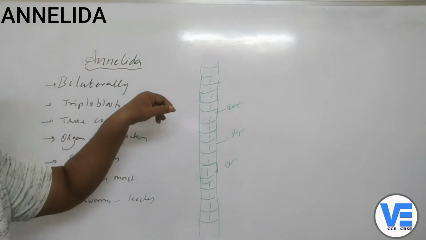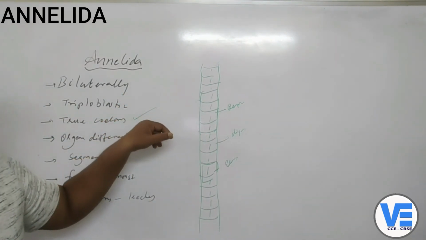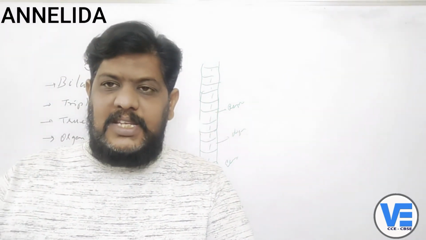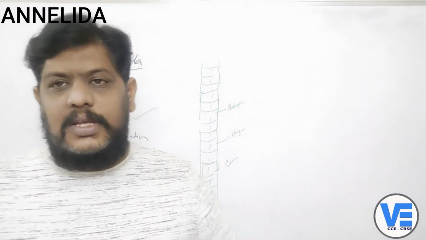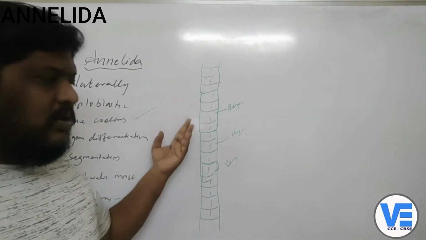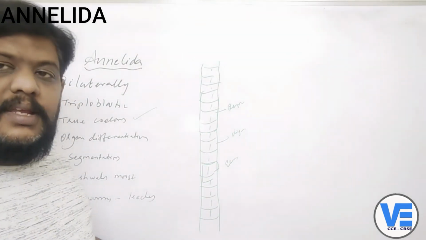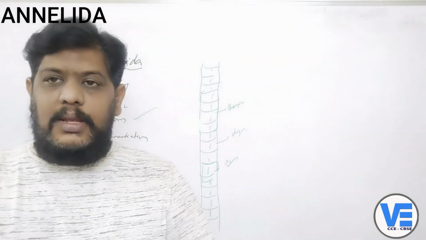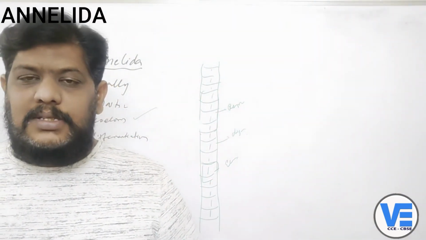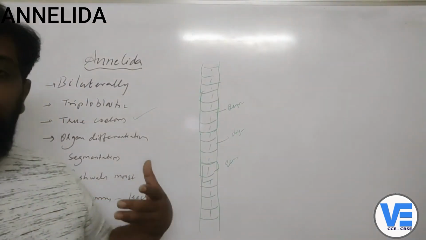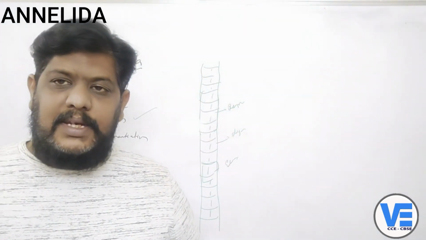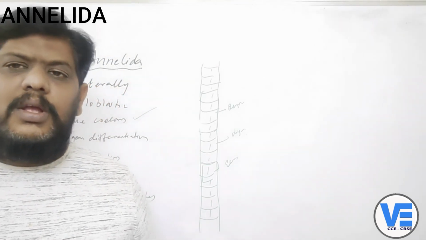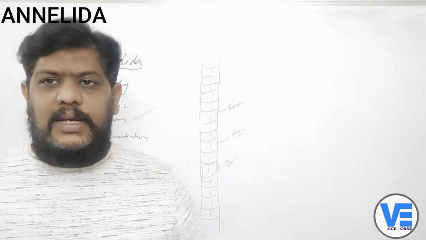So bilaterally symmetrical, triploblastic. I think you understood now what is true coelom, and also the differentiation of tissues into organs, which you can see in annelids. You can see all the different organs present in the earthworm. And then there is segmentation. All the body parts are divided into segments. Then they live in fresh water and also in moist areas, and examples you can take are earthworms and leeches.